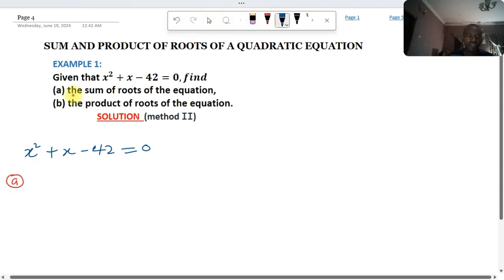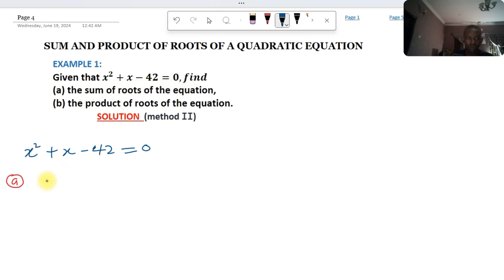The requirement is to find the sum of roots of the equation. So I will make use of the formula that we saw in the first slide. It says alpha plus beta, which signifies the sum of the roots, is equal to what? Minus b over a. So it means that I need to identify a, b, and c, because I will still need c. My a, according to this equation, is 1, because this is just a single x squared. It's not up to 2, it's not more than 1, it's just 1.